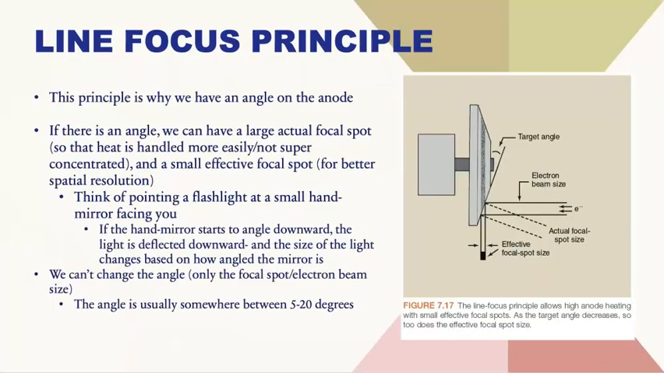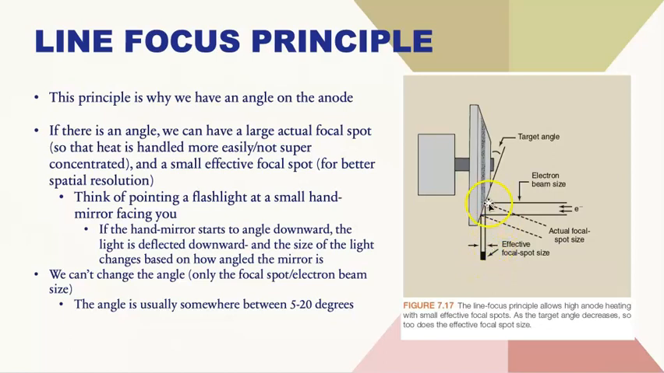Further on the anode, we have something called a line focus principle. And believe it or not, this principle is why we have an angle on the anode at all. If there's an angle, what we can have is a large actual focal spot. You can see it here. It's kind of the width of this beam size here in this picture. We can have it a little bit wider here, but still a small effective focal spot.